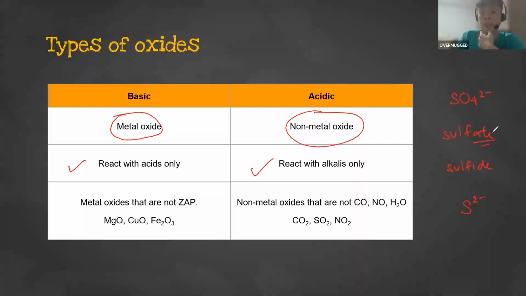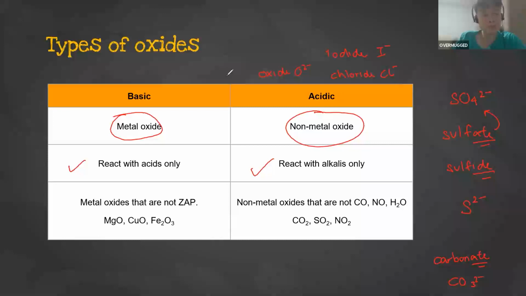So for ATE, right, you will see carbonate also. When you see the word ATE, it means there's oxygen inside and it's a polyatomic ion. When you see IDE, usually it means that it's alone, apart from hydroxide. So just now you see iodide, right? Iodide means I minus. Chloride is Cl minus. Oxide is O2 minus.